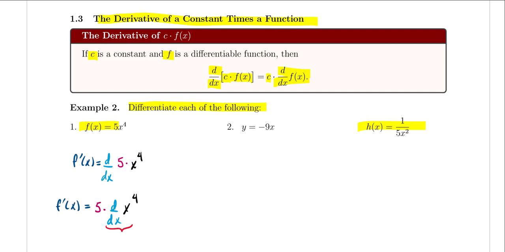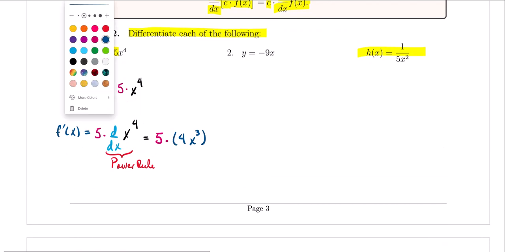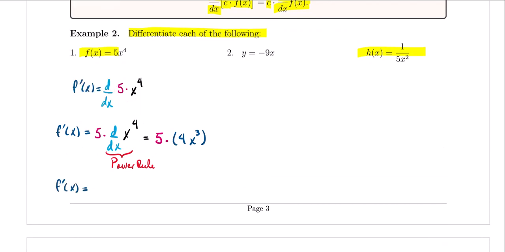And here is where the power rule is going to come into play. Since we took the constant outside of the derivative operation, we'll just take 5 times, and what is the derivative of x to the fourth? Well, we'll bring down the power and take away 1 from the power of x. So we should be left with 4x cubed. Now simplifying a little bit, we just have 5 times 4, which gives us 20. So our derivative, f prime of x, is equal to 20x cubed. And that's it. You found the derivative here.